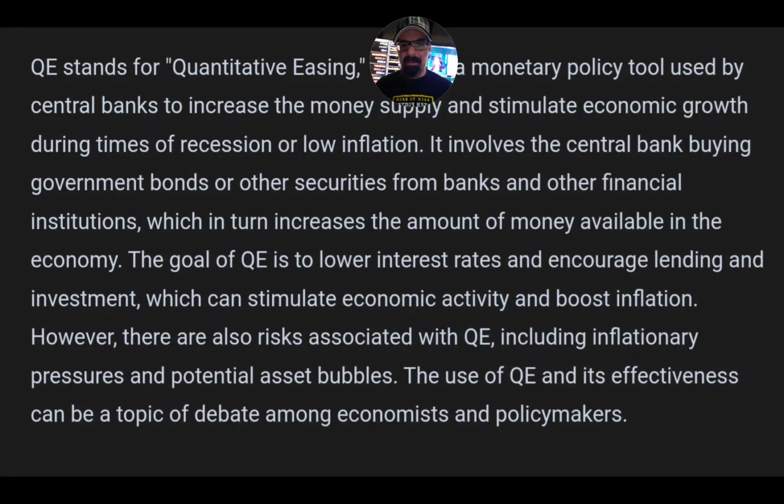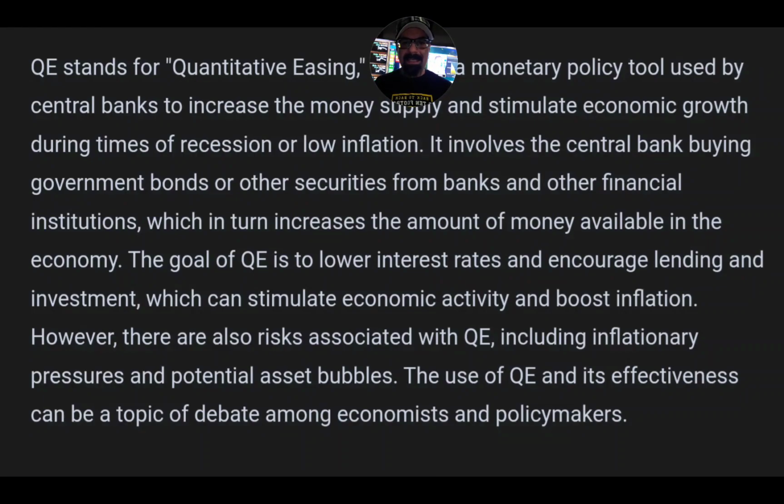During times of recession or low inflation, it involves the central banks buying government bonds or other securities from banks and other financial institutions, which in turn increases the amount of money available in the economy. The goal of quantitative easing is to lower interest rates and encourage lending and investment, which can stimulate economic activity and boost inflation. However, there are also risks associated with quantitative easing, including inflationary pressure and potential asset bubbles, aka crypto. The use of QE and its effectiveness can be a topic of debate amongst economists and policymakers.